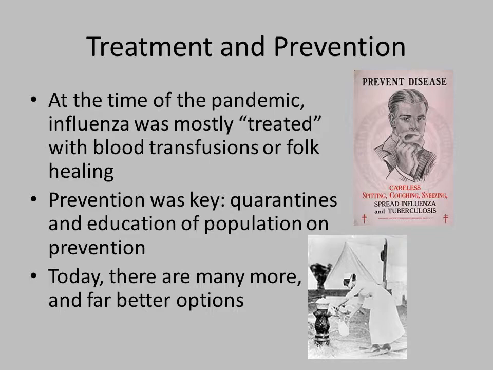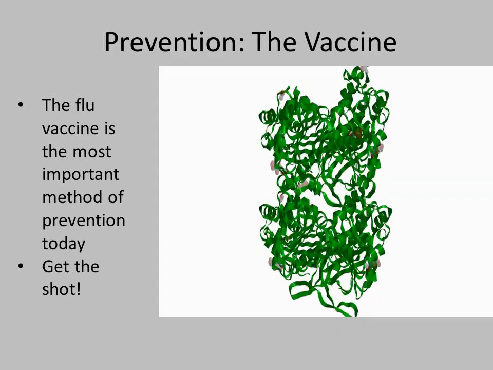At the time of the pandemic, influenza was mostly combated with blood transfusions or folk healing, such as wearing amulets or bags of camphor. Doctors at the time had to rely heavily on prevention, which consisted of quarantines and education campaigns on how to prevent the disease. Luckily today, there are many more and far better options.